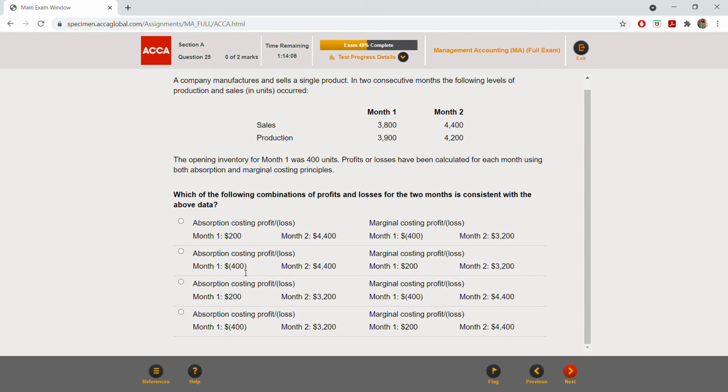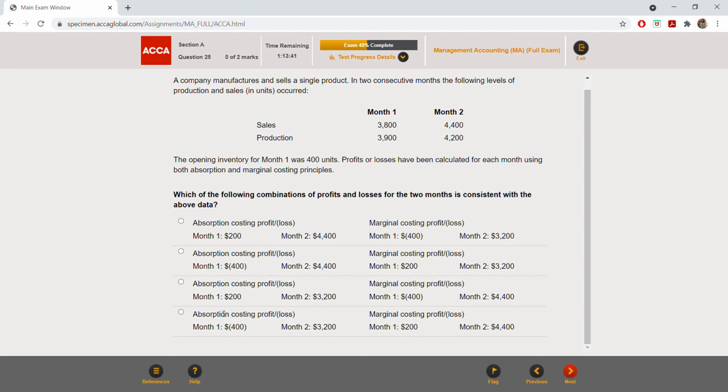Second one, here it is a loss, here they are making a higher profit. So here also it's wrong. Here, okay, because absorption costing profit has to be higher than marginal costing in month 1. So if you see month 1, here it is higher than this. Okay, here's a profit and loss. Let us go to month 2. Month 2 profit has to be lower than marginal costing. So here it is 3200, it is this one. Looks like third is correct.